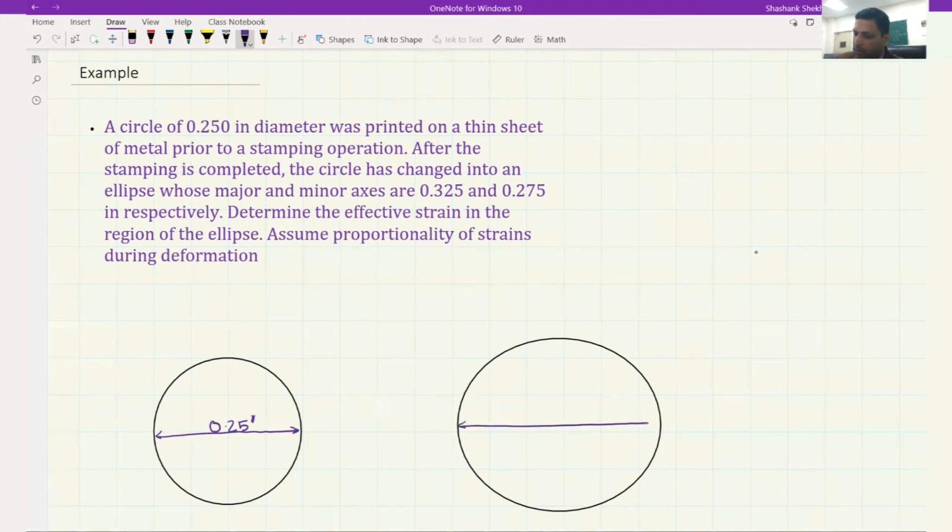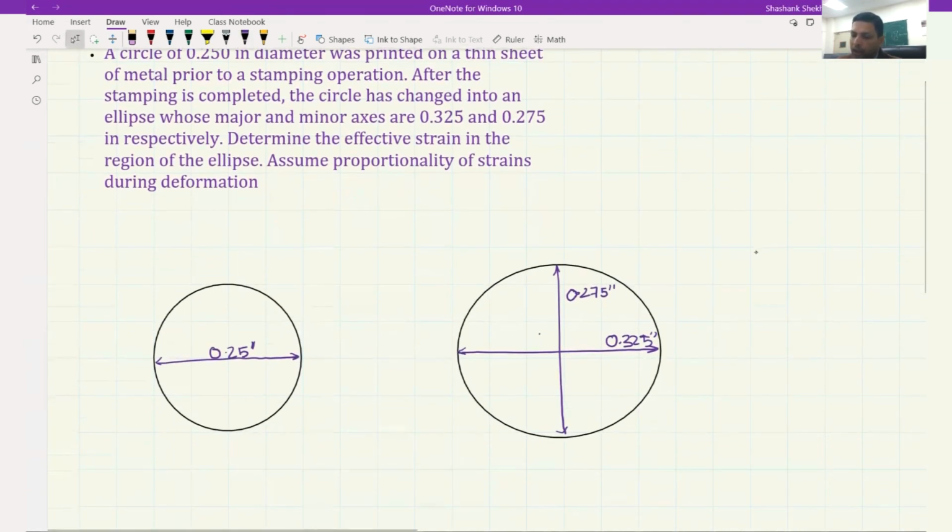Now the major axis is 0.325 inch, and the minor axis is 0.275 inch. Okay, so both the axes have got elongated a little bit, only different amounts. Determine the effective strain in the region of the ellipse. Assume proportionality of strains during deformation. So here you are already given that you can assume proportionality of strains. So instead of calculating the incremental effective strain, we can directly calculate the total effective strain.